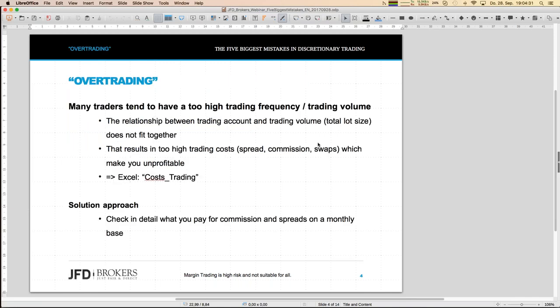So the first one I want to mention here is what I call overtrading. What do I mean? I know, especially from my own experience and from other people using that coaching, that many traders tend to have a too high trading frequency. They are simply trading too many trades a day. So especially if you have the complete day or whatever time frame you might use, in total, you might do 5 trades, 10 trades, 20 trades.